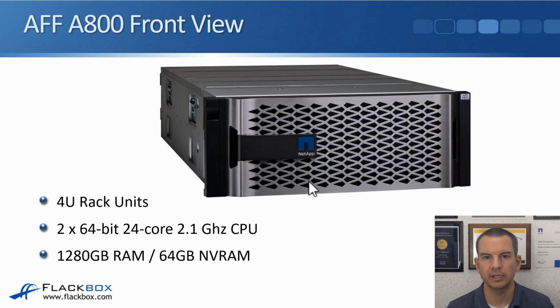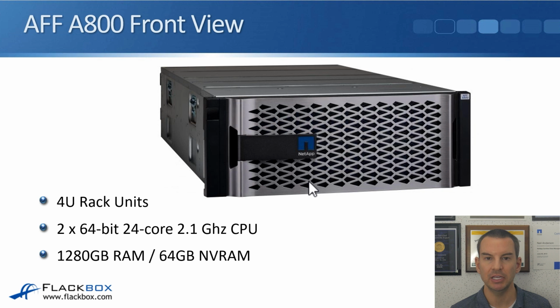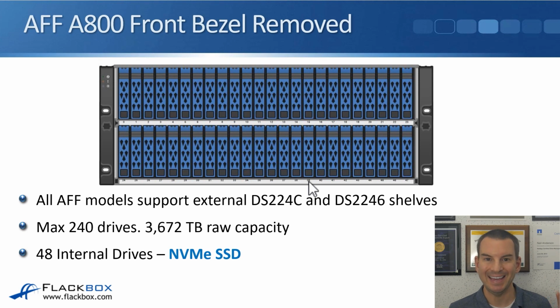The next one to cover is the AFF A800. You can see the front of it here. It's 4U rack units, 2 times 64-bit, 24-core, 2.1 gigahertz CPU, 1280 gig of RAM, and 64 gig of NVRAM. The AFF A800 does support internal drives, and a difference with the A800 is it takes NVMe drives. Now, these are different than the drives that go into the SAS disk shelves, so you can't mix and match those. But the AFF A800 does take connections going down to external disk shelves as well, the same ones as the other AFF models, which do take those standard SAS type disks.